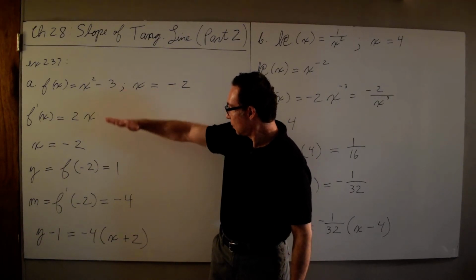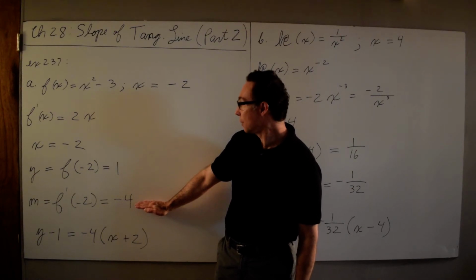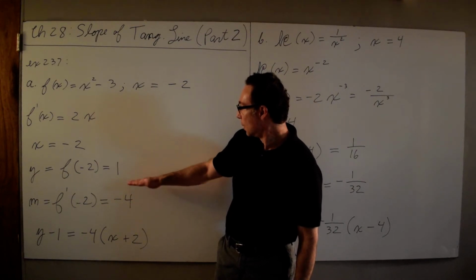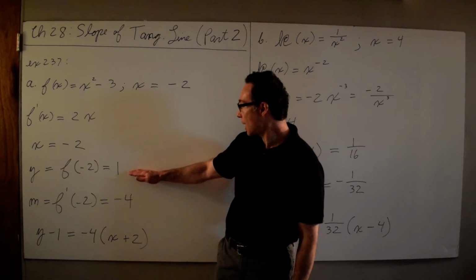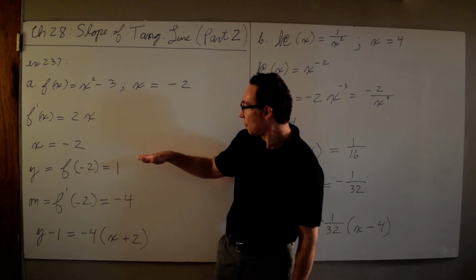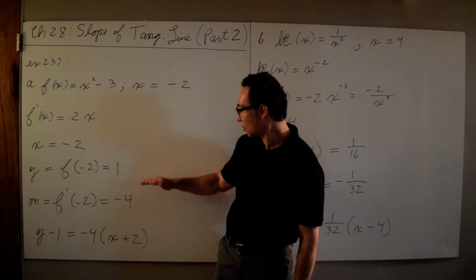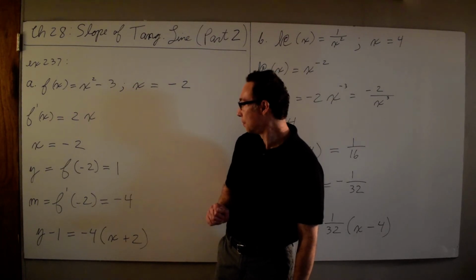Find the derivative, substitute x into the derivative, that gives us the slope. Substituting into the function gives us the y-coordinate. It always has. But now that we've learned that the derivative gives the slope of the tangent line, sometimes students confuse these two processes right here.